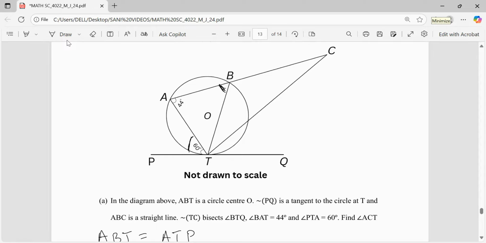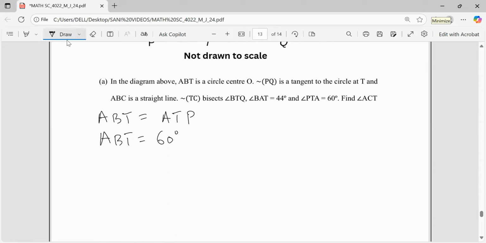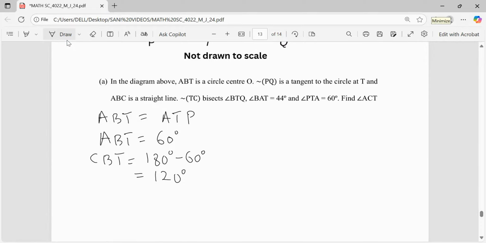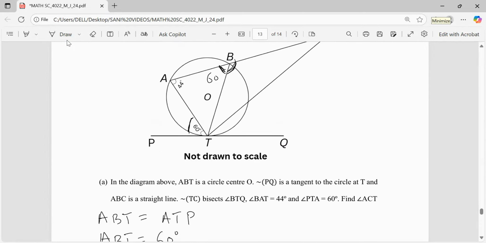Now, after getting 60, we can then find angle CBT by applying angles on a straight line. Sum of angles on a straight line is 180. So CBT equals 180 degrees minus 60 degrees, which equals 120 degrees. So we get this angle here as 120 degrees.